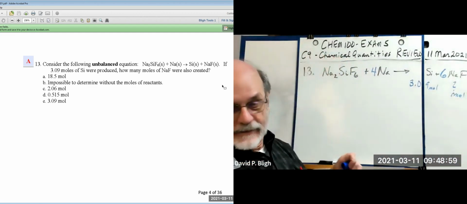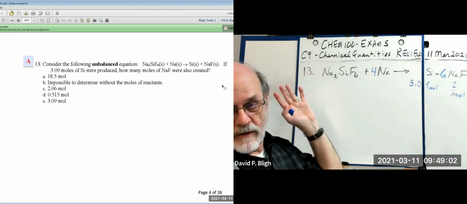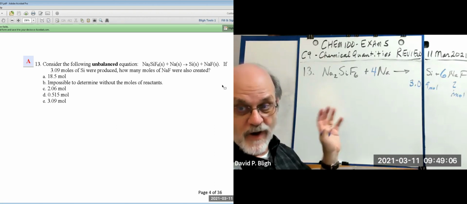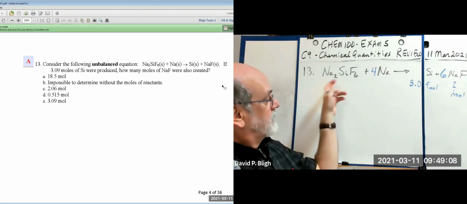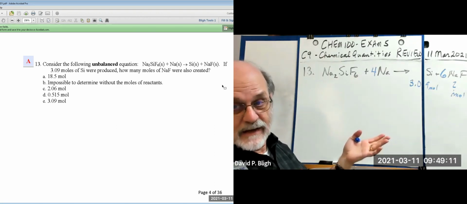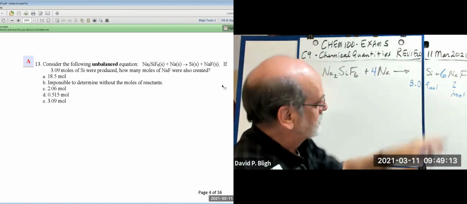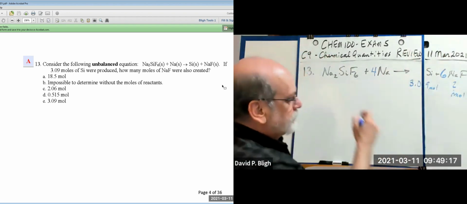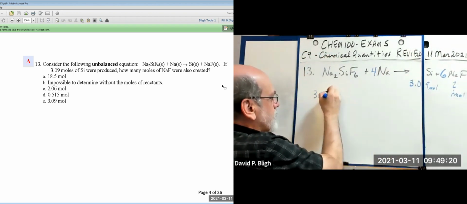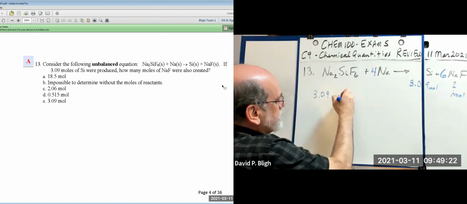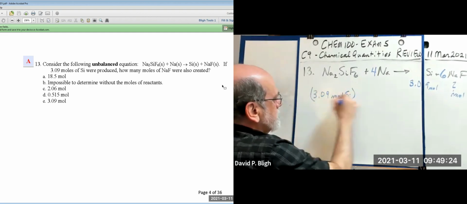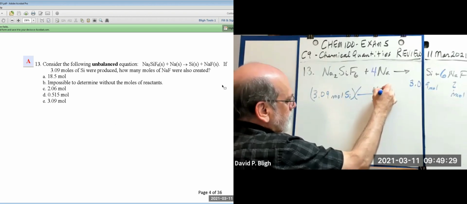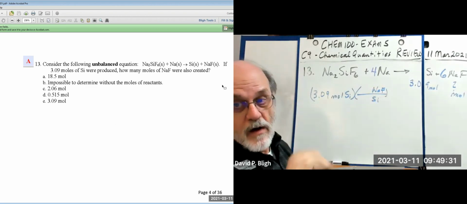Right? You have any number of conversion factors that can be derived from a balanced equation. Just which ones do you need? Well, we start here and we end there, right? You can't go anywhere without moles. We already got moles. So we have this many moles of silicon. How many moles of sodium fluoride are also produced?